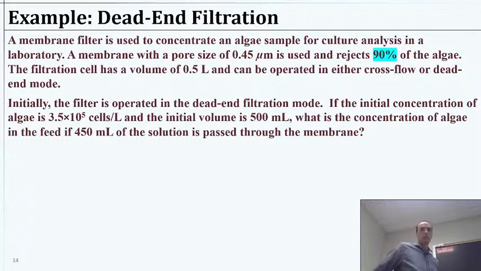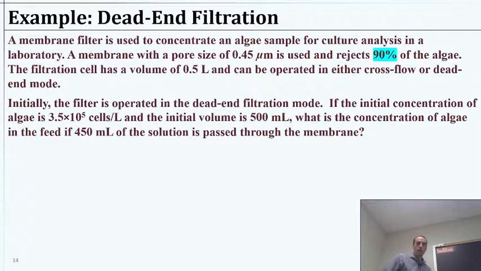Okay, so we have a membrane filter. It's used to concentrate an algae sample for culture analysis in a laboratory. A membrane with a pore size of 0.45 micrometers is used and rejects 90% of algae. I highlighted that because it might be worth looking at what happens if it was 100%, if it was 5%, just as a practice, just to think, does your own intuition match what you would find when you solve it? So feel free to do that.